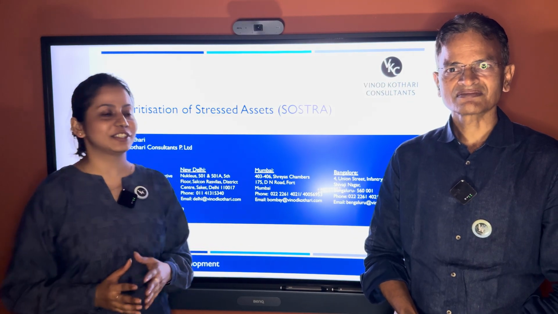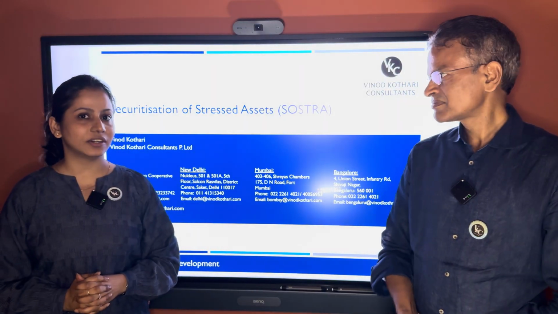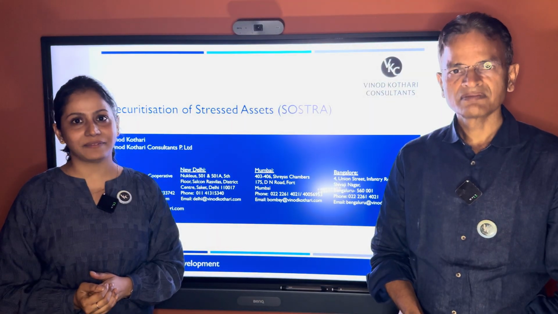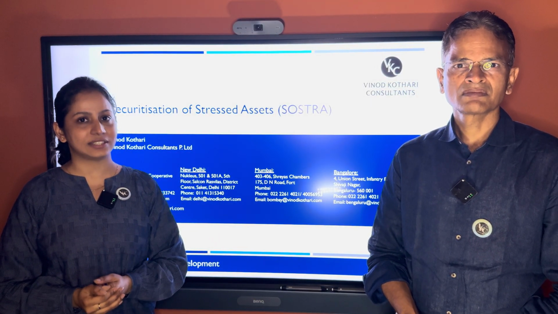Today's discussion is on securitization of stressed assets, which is the SOSTRA framework. Recently, draft guidelines have been issued by the RBI. Four draft guidelines were issued, one of which was securitization of stressed assets.